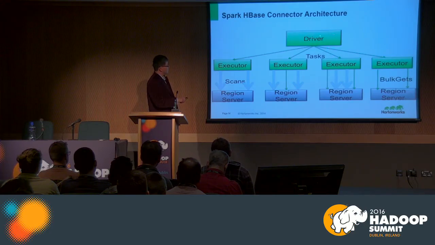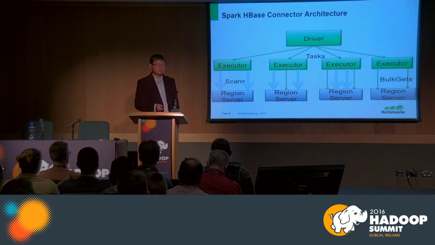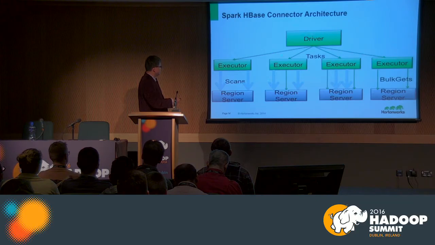Here, the driver actually constructs 4 tasks. 4 tasks in Spark are actually the 4 partitions in one RDD. Each partition corresponds to 1 task. But one task actually consists of multiple scans and gets. These scans and gets are grouped by region server.